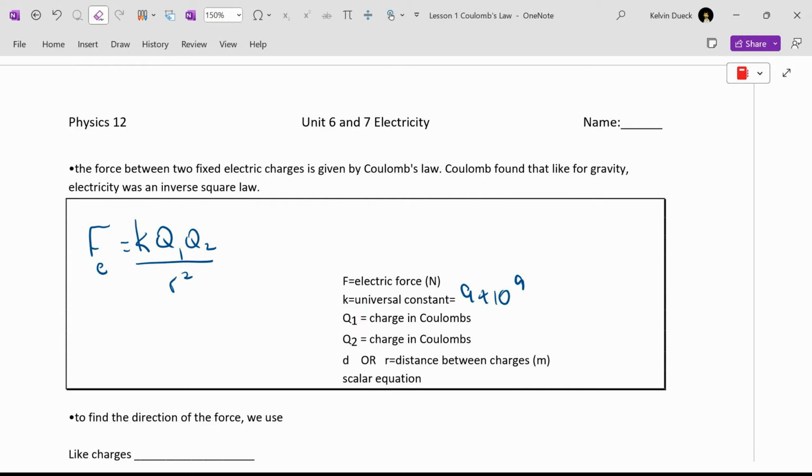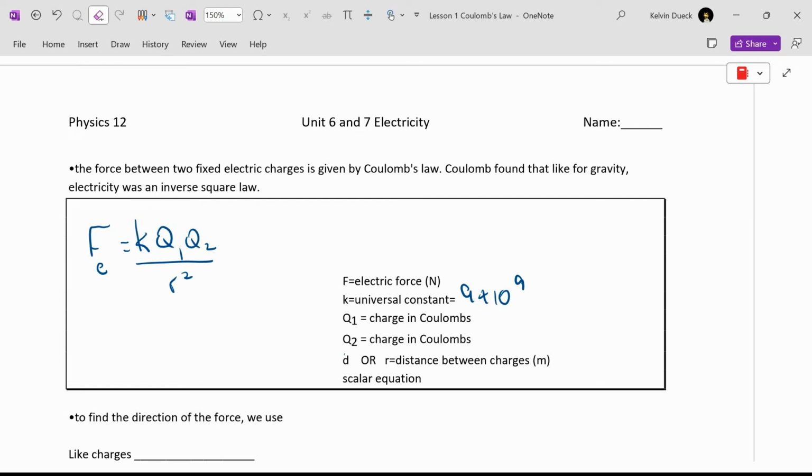Q1 is the charge of the first object in coulombs. Q2 is the charge of the second object in coulombs. And then d or r is the distance between the charges in meters. By the way, what equation does this look an awful lot like? It really looks similar to gravity.